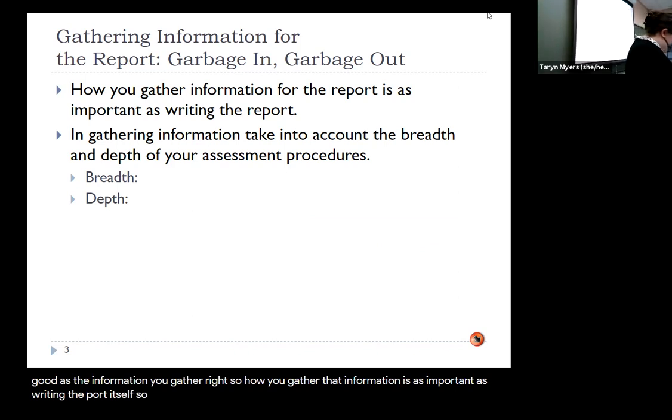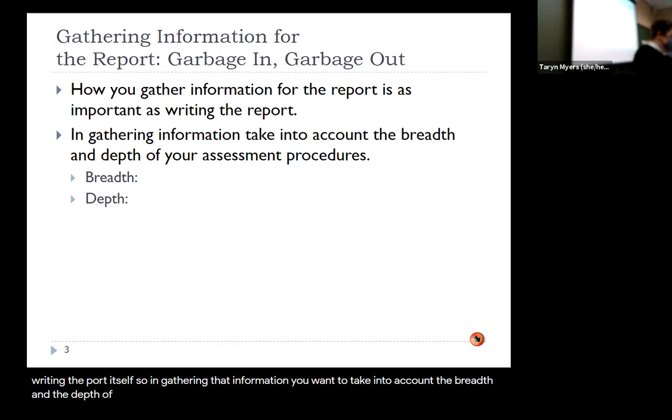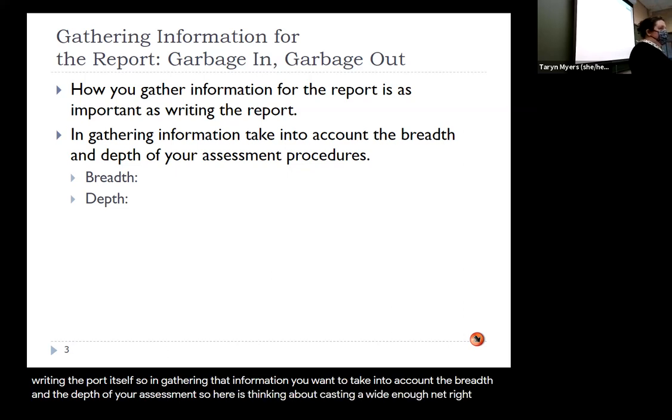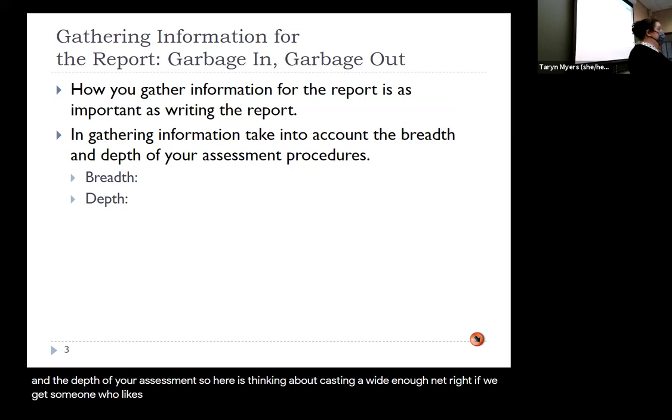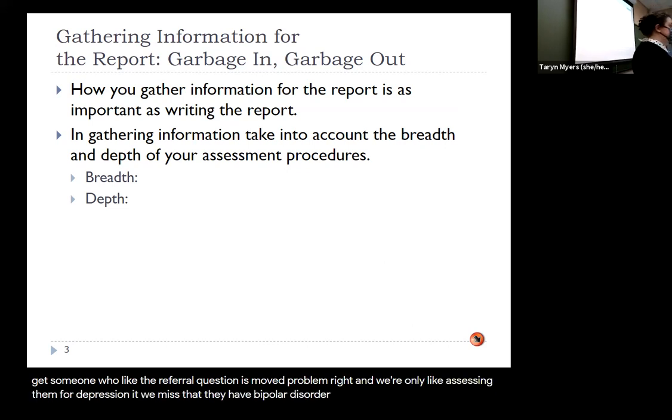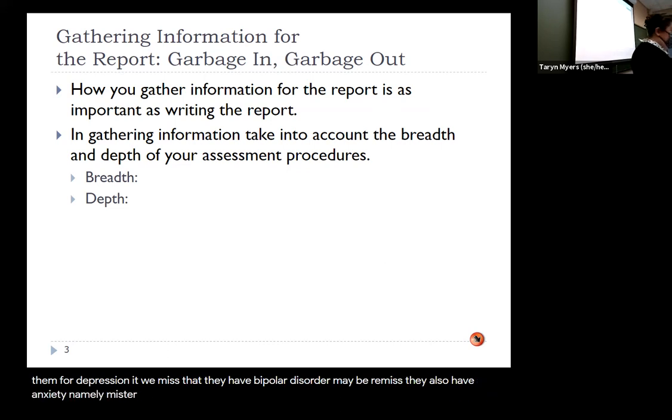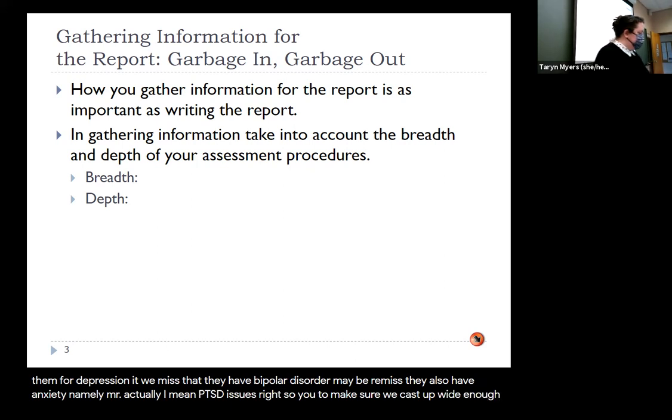So in gathering that information, you want to take into account the breadth and the depth of your assessment. The breadth here is thinking about casting a wide enough net, right? If we get someone where the referral question is mood problems, and we're only assessing them for depression, maybe we miss that they have bipolar disorder. Maybe we miss they also have anxiety. Maybe we miss they're actually having PTSD issues, right? So we need to make sure we cast that wide enough net.